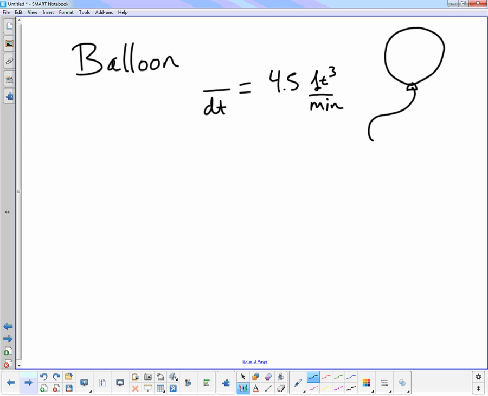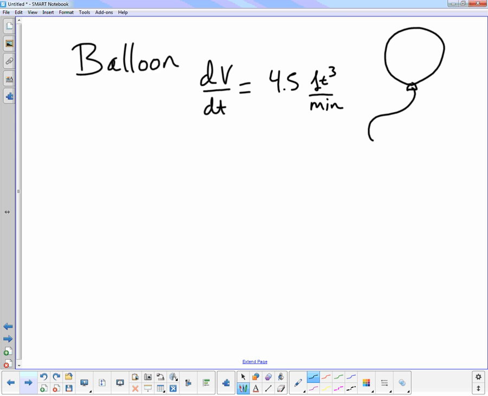Well, all a volume is is some length cubed. A cubic centimeter is a milliliter, so I can relate volume back down to length again. But going back here, what am I dealing with? Cubic feet is a volume, a length, or an area? It's a volume. dV/dt, it's a change in volume, and you can get that from the context. Air is being pumped in at a rate of 4.5 cubic feet per minute.